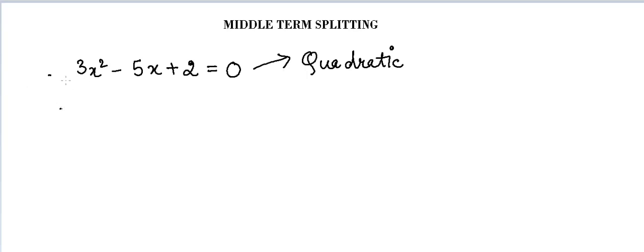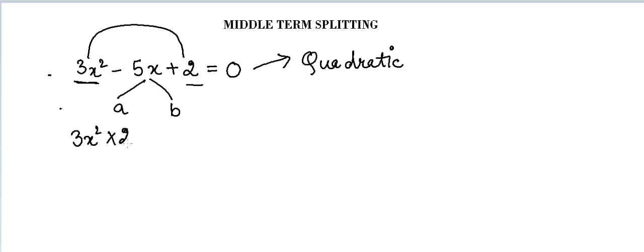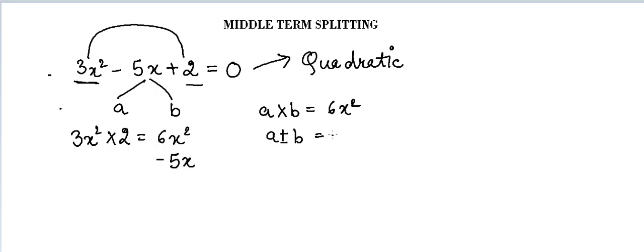On the screen we have the equation 3x square minus 5x plus 2. This is your quadratic equation. You have to do the middle term splitting to find the roots. So the very first thing you do is split this into two factors. Let these two factors be a and b, right? Now I will multiply the x square term with the constant. 3x square multiplied by 2 gives you 6x square, right? And now we have minus 5x. You have to find two terms such that if you multiply them, you get 6x square, and if you add them, you get minus 5x.